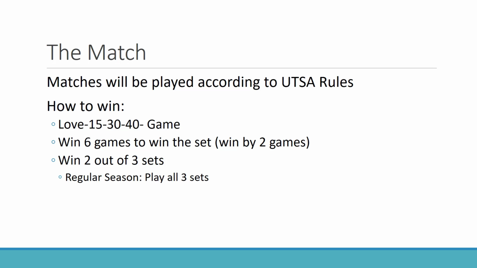All matches are played according to USTA rules. To win a match, you must win 2 out of 3 sets. However, during the regular season and in all recreational leagues, play all 3 sets. To win a set, you need to win 6 games, of course winning by 2 games. And to win a game, the scoring is love, 15, 30, 40, and then you've won the game.